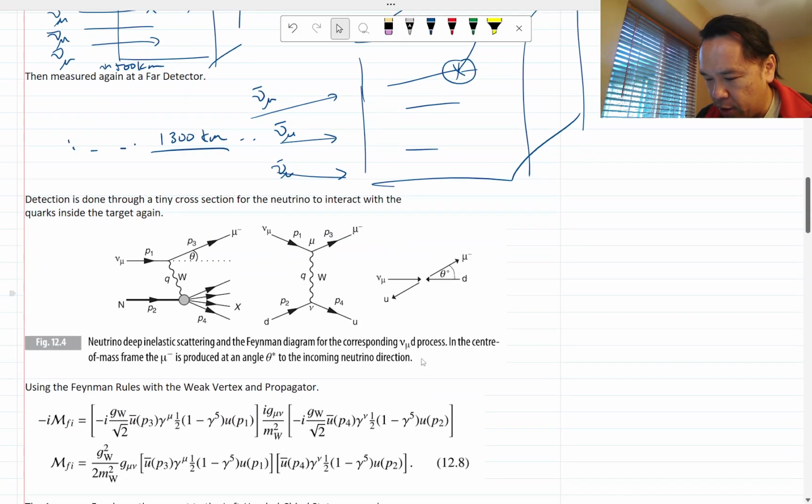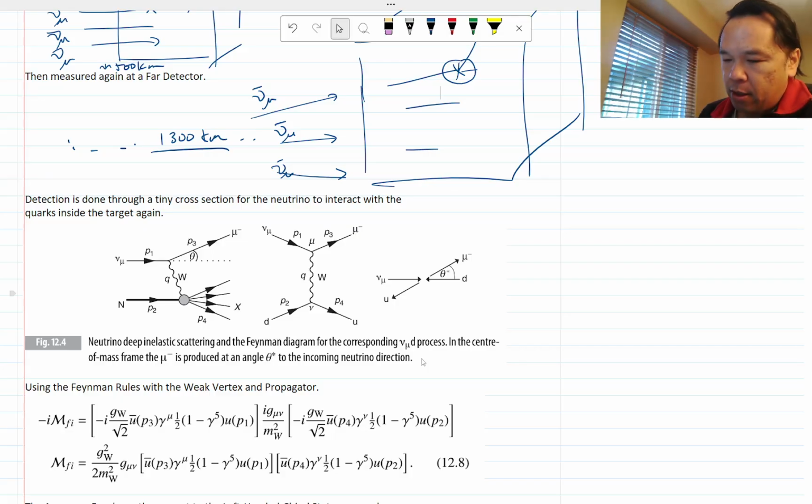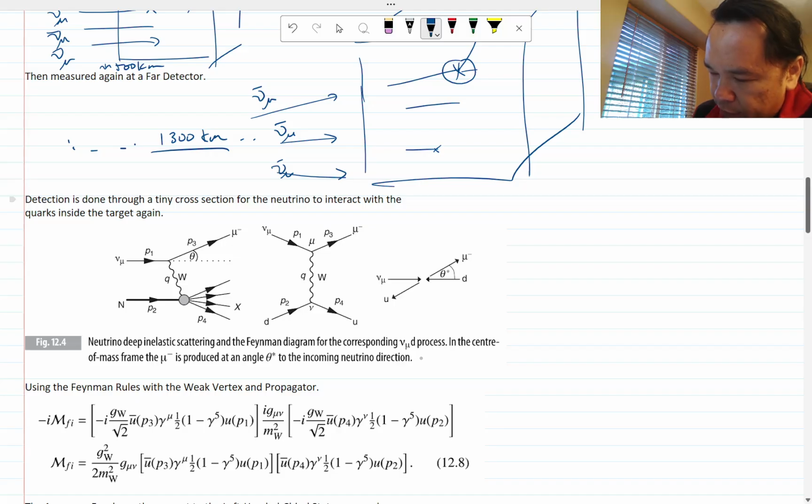So that's sort of the point of this section in Thomson, which really nicely utilizes all the knowledge that we learned so far in order for us to do this calculation. These cross sections are very tiny, but we can calculate them because it is a weak interaction.